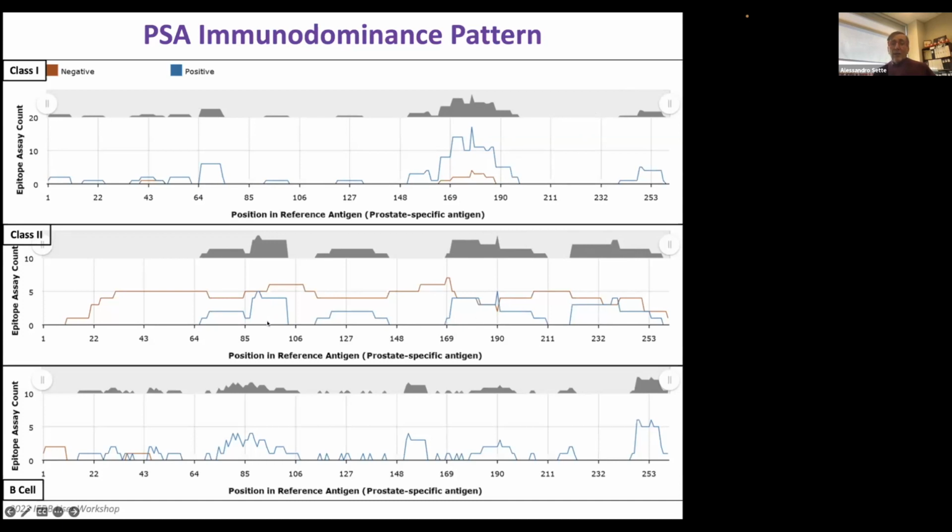And likewise, if you're looking for something that would be able to induce both helper T cells and antibody response, you would probably focus on this particular region that also would be devoid or not particularly rich in class 1 activity. So there are comparative analyses that can be done and guide further developments and analysis.